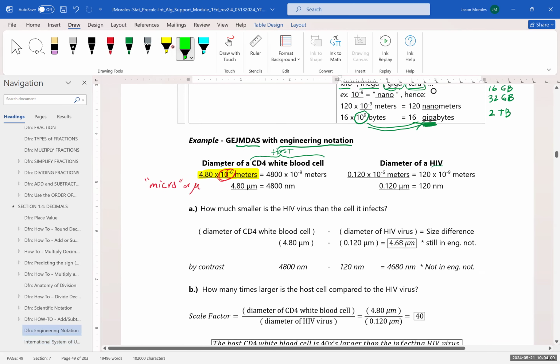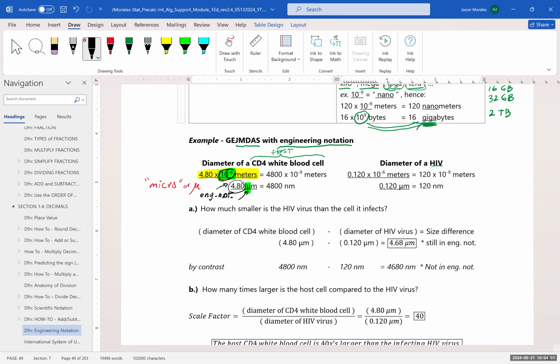So we can then exchange this 10 to the minus 6 base and power with the word micro. So we've got 4.80 micrometers, right? So technically, this example here is in engineering notation, because this number is between 1 and 1,000, and we also have a multiple of 3 for the exponent.